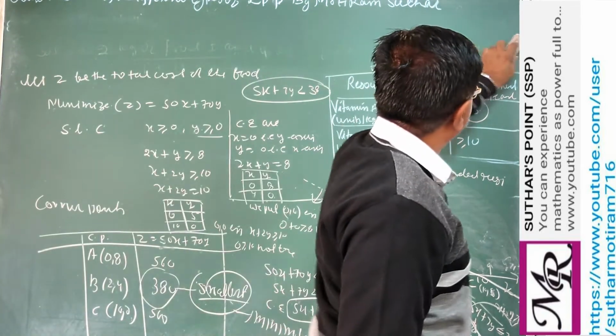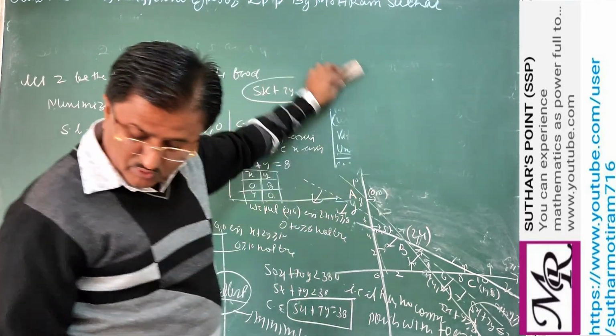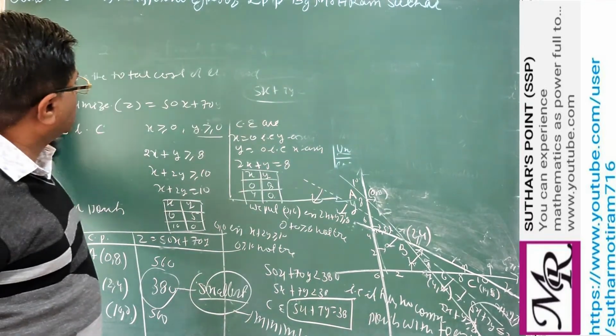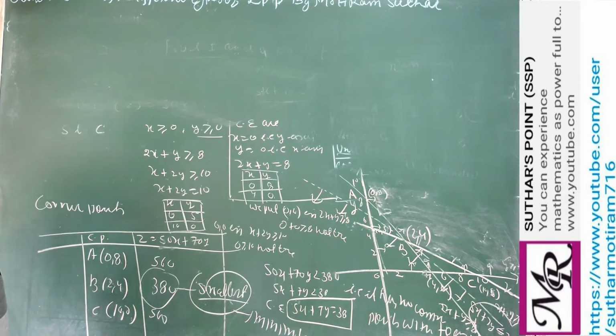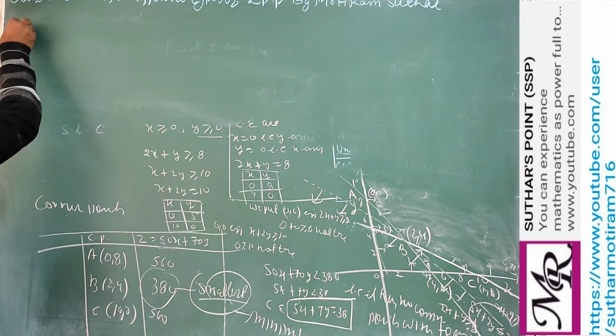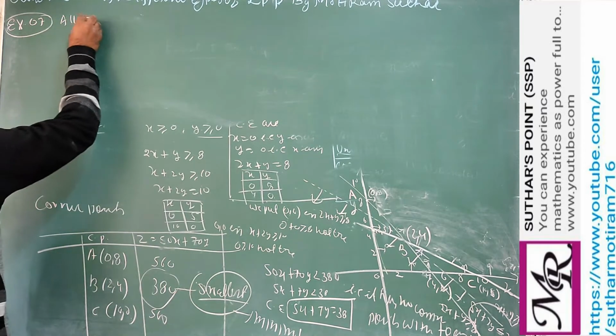Now dear students, we take one more problem, that is the problem related to allocation. This is also very important. Example 7. This is an allocation problem.